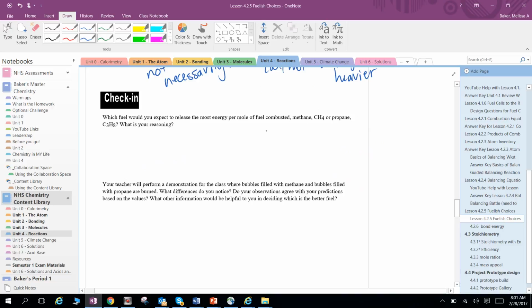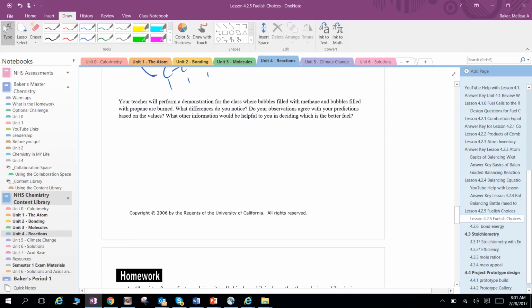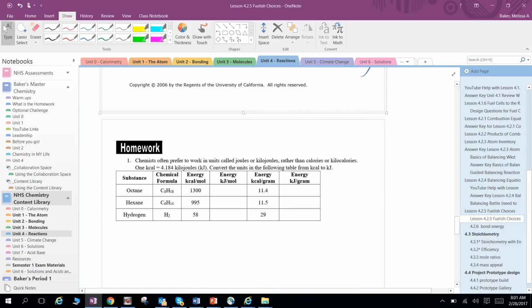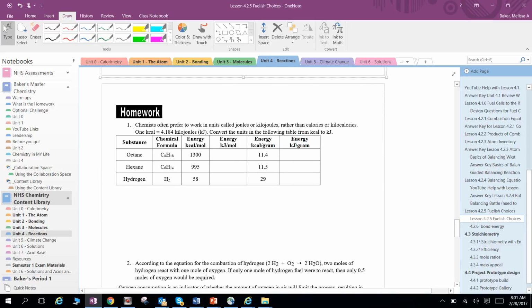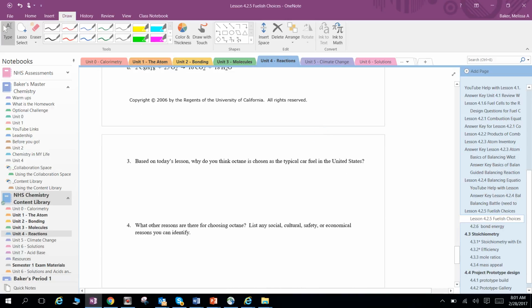Which fuel would you expect to release more energy, methane or propane? Well, as we discussed earlier, whichever one has the larger energy per mole produces more energy. And then in class, we lit some bubbles on fire, so look to the other videos for that demonstration. That should give you enough background to be able to get started on the homework. It's just extra practice and more thinking about fuels.